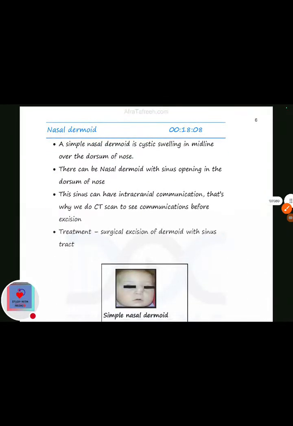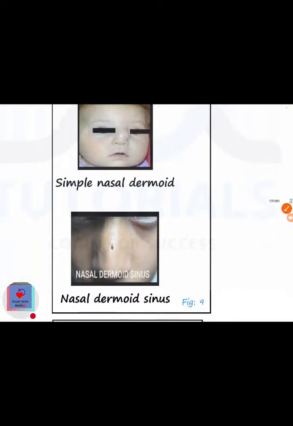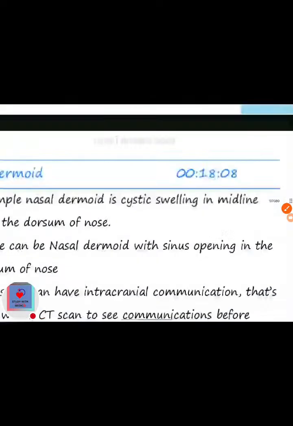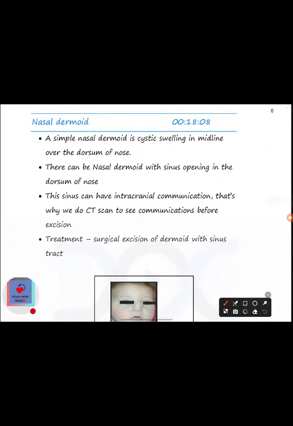Let's discuss in detail here. So you see here, the baby is having a midline mass. This is called simple nasal dermoid. But here there is no mass, but you can see a sinus. This one is connected inside. So what is a nasal dermoid, guys? A simple nasal dermoid is a cystic swelling in midline over the dorsum of the nose.